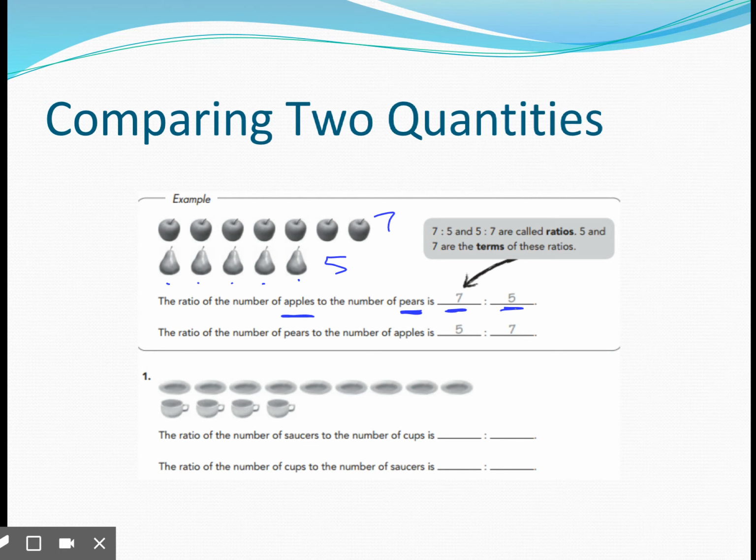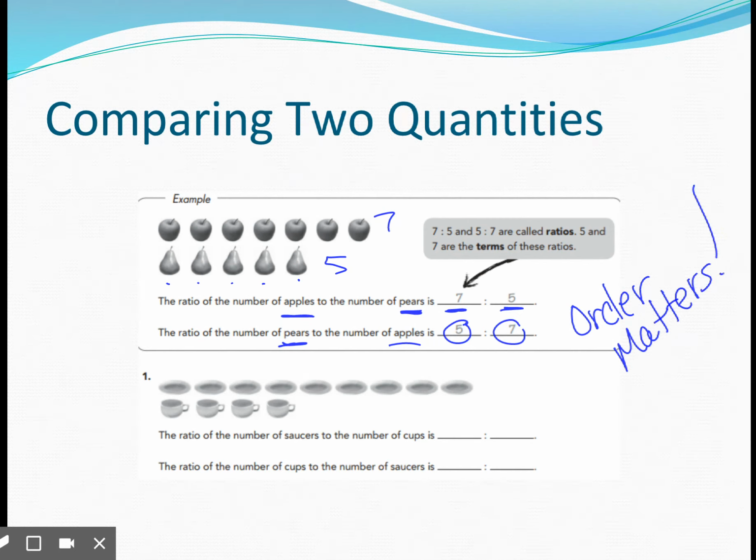We have to go in the order that's asked. So in the second version here, they say the ratio of the number of pears to the number of apples. So in this case, we're using the number of pears first. So 5, and then apples would be second. Again, order is so important. Order matters. In either of those two examples, if you would have had them switch, it would get marked wrong.